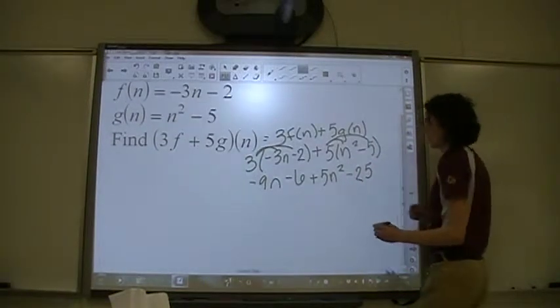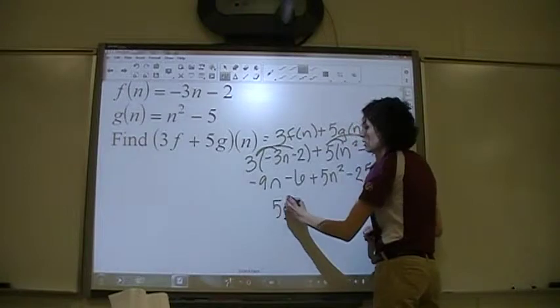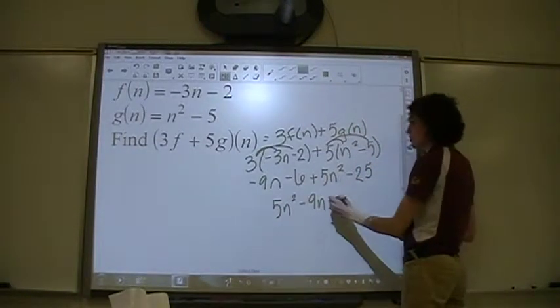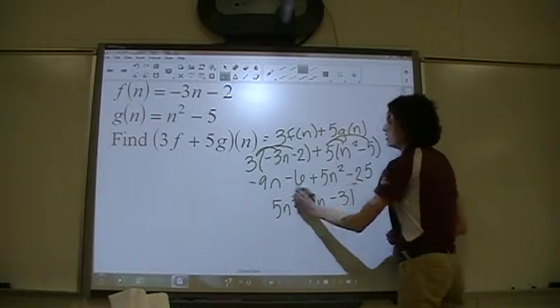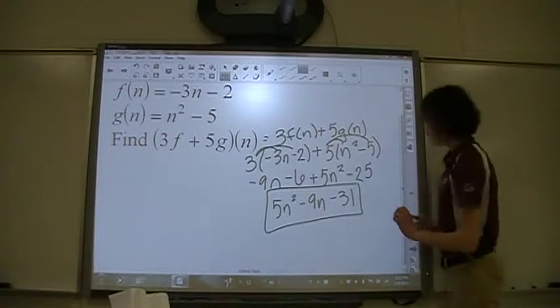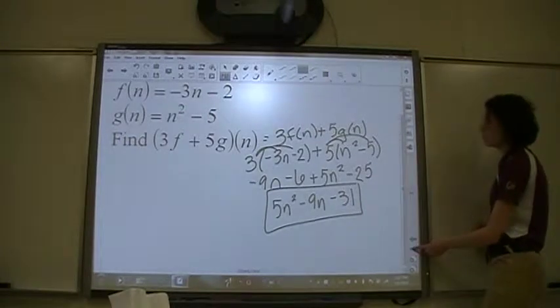When I combine my like terms, I have 5n squared minus 9n. Negative 6 minus 25 is going to give me negative 31. So this is going to be my new function. All right, let's go ahead and look at another one.